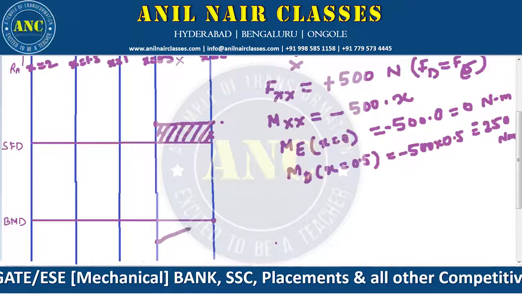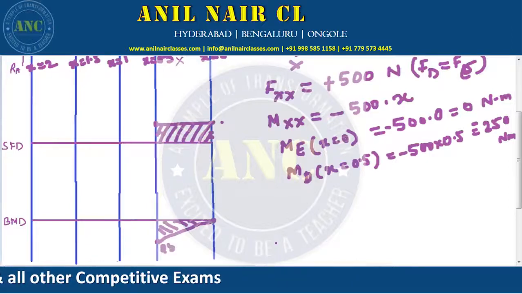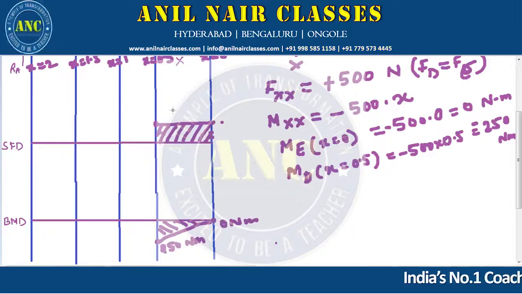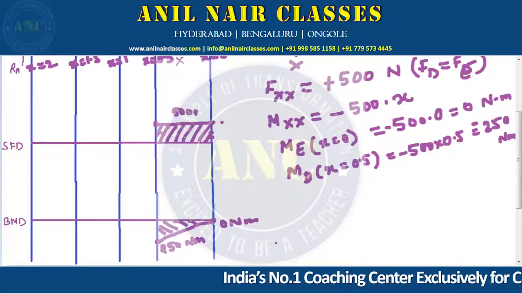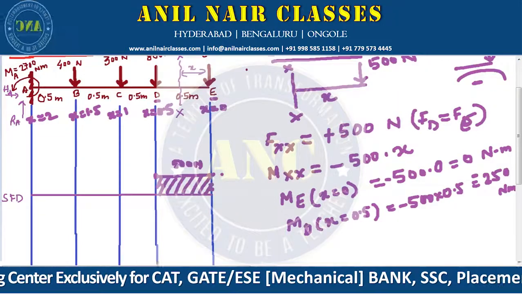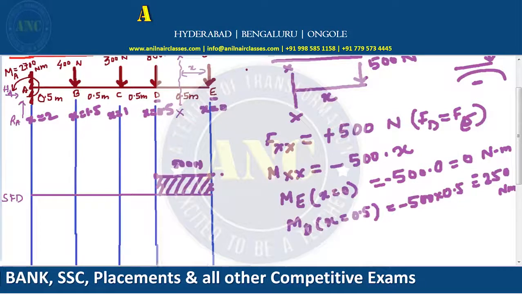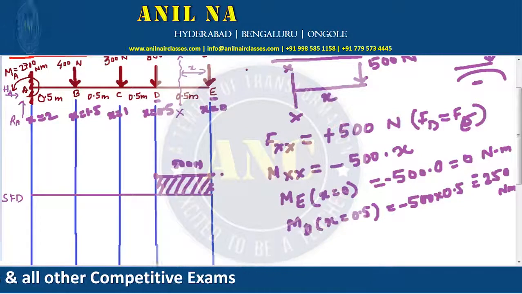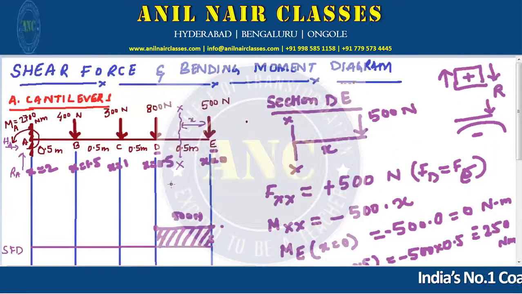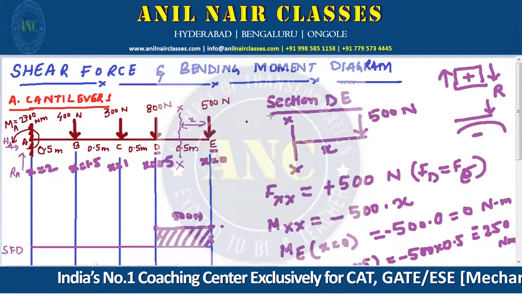So now I'll join this. So this is 250 Newton meter. This is 0 Newton meter. And this is 500 newtons. So this is how we go for section DE. Correct? I hope this is understood. Now, after doing section DE, we'll go to section CD.